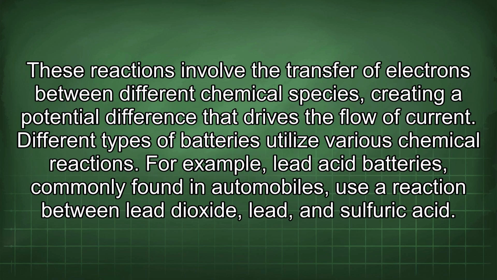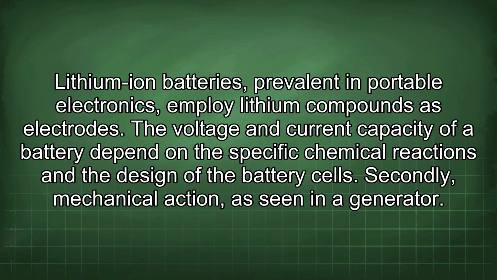These reactions involve the transfer of electrons between different chemical species, creating a potential difference that drives the flow of current. Different types of batteries utilize various chemical reactions. For example, lead-acid batteries, commonly found in automobiles, use a reaction between lead dioxide, lead, and sulfuric acid. Lithium-ion batteries, prevalent in portable electronics, employ lithium compounds as electrodes. The voltage and current capacity of a battery depend on the specific chemical reactions and the design of the battery cells.